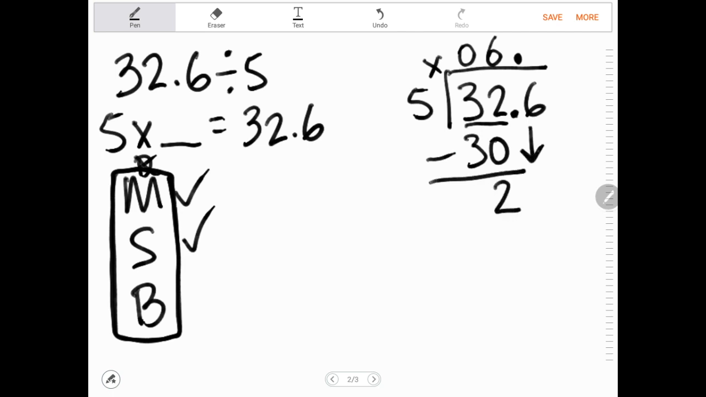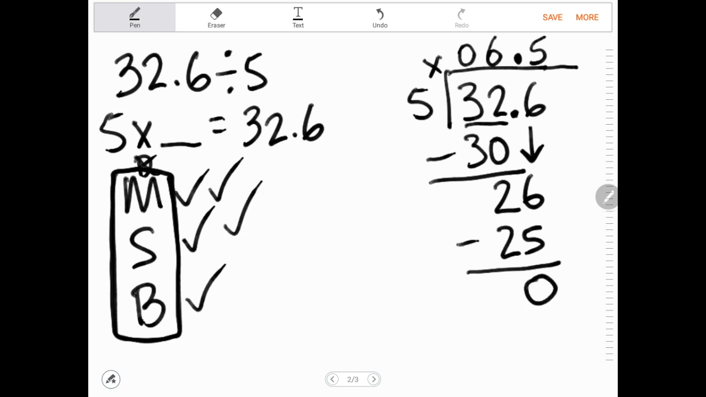And now I'm going to bring down that 6. I just ignore this decimal point. The decimal point has already been brought up into my answer, and I just forget about it. Okay? Extend that line a little bit. So now I brought down the 6, and now I ask myself, 5 times what will give me a number close to 26? Well, that number is 5. 5 times 5 is 25, so I've multiplied. I'm going to subtract. I get 0. Oh, sorry. Don't get 0, I get 1.